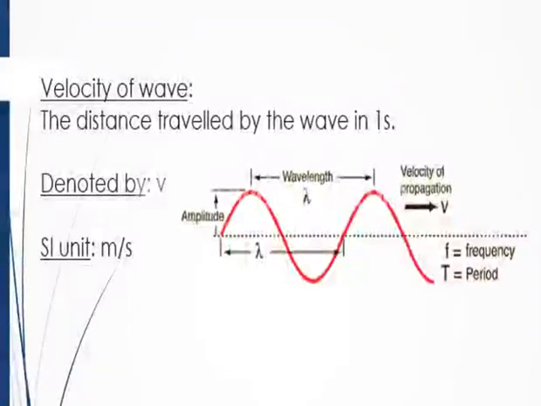The distance traveled by a wave in 1 second is called velocity of the wave, or simply the speed of the wave. The velocity of a wave is represented by the letter v. The SI unit for measuring the velocity of a wave is meters per second. It can be written as m/s.